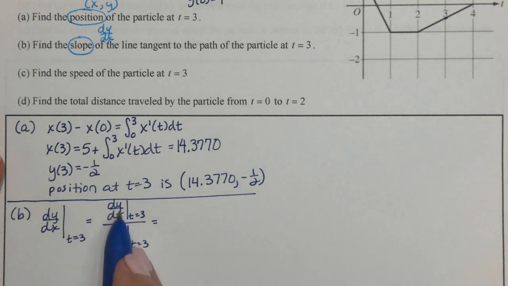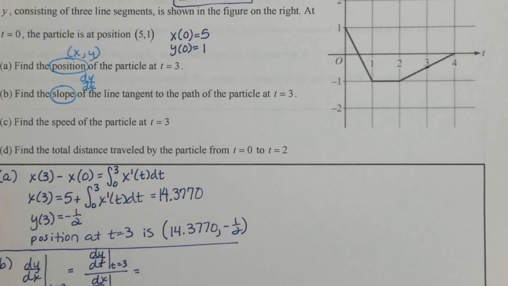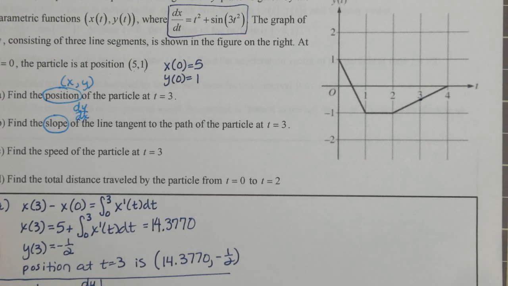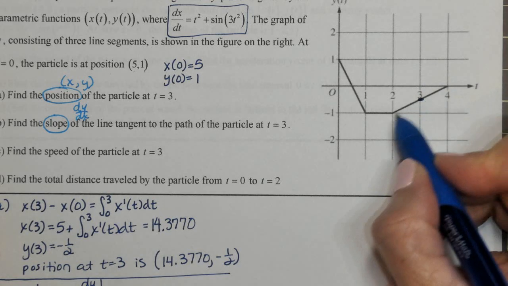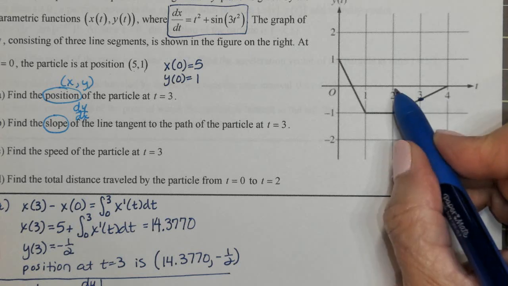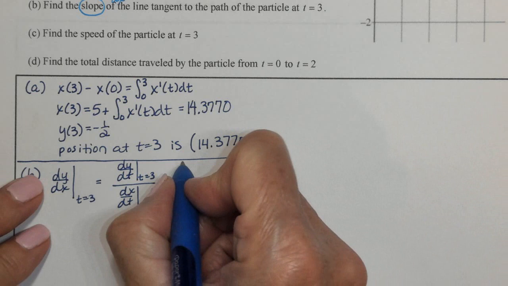Okay, what is dy/dt at time 3? Well, I have the graph of y. What is dy/dt at time 3? Well, that is the slope of the tangent line here. So that is up 1 over 2, so that is 1/2. So dy/dt is 1/2.